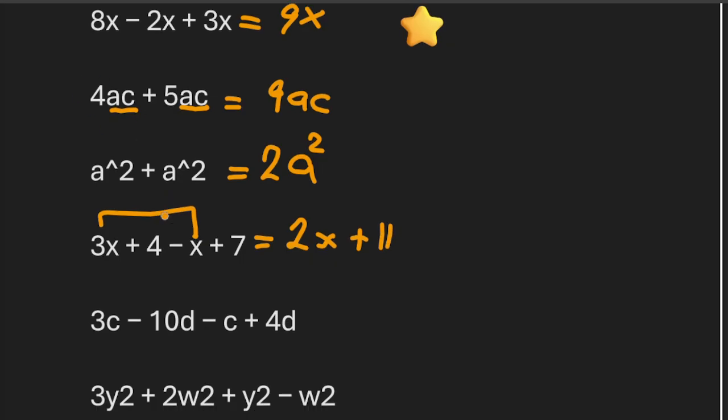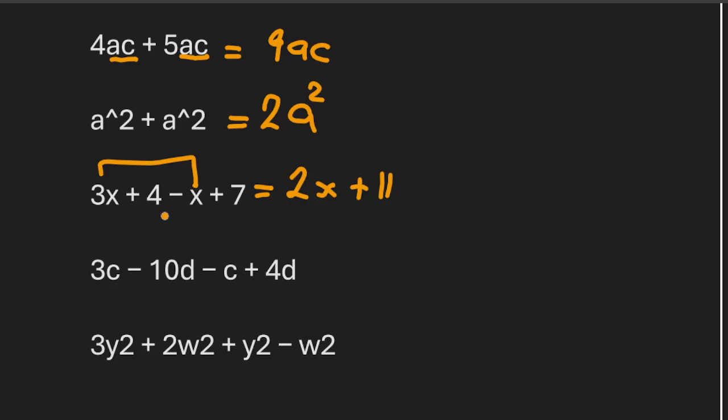Next question. 3c minus 10d minus c plus 4d. Can you try this and comment your answer? Now last question here. 3y squared plus 2y squared. I meant to write a squared. Let me just fix it. Let me just write the question down here. I'll just write it up here.